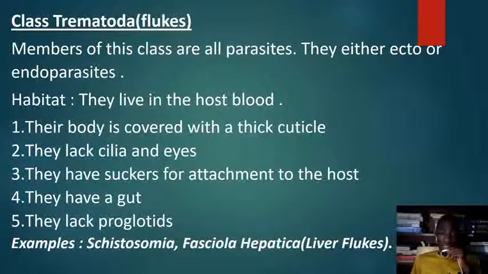Then of course they live in the host blood. That is where you can find them. They live in the host blood because they are parasites. They invade hosts, so they live in the host blood. That's for the endoparasite. Note that one.